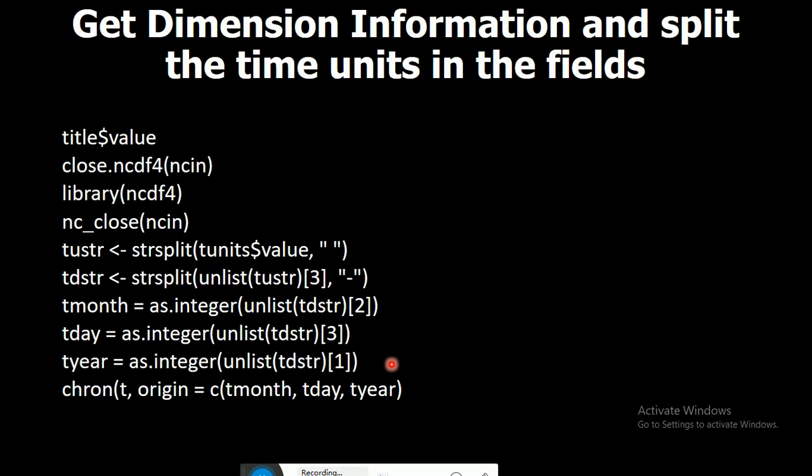Now get the dimension information and split the time units in the fields. Now these fields are split into time units. First the title value, and close the library; I have already installed them and run on RStudio. Then this is the split command for the time.